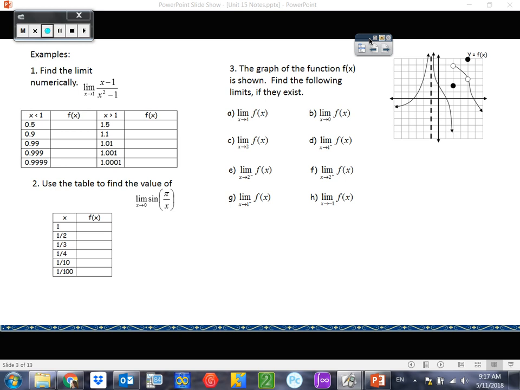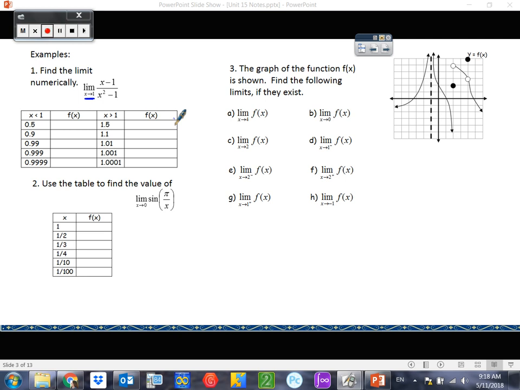They're asking us to find the limit numerically. What it means to find the limit numerically is that we are looking for a number pattern. We're looking for the numbers to approach a particular number. So if you look at this one, this particular limit is where x is approaching 1. This table was given to us. Sometimes they give us a table, and sometimes we have to create it.